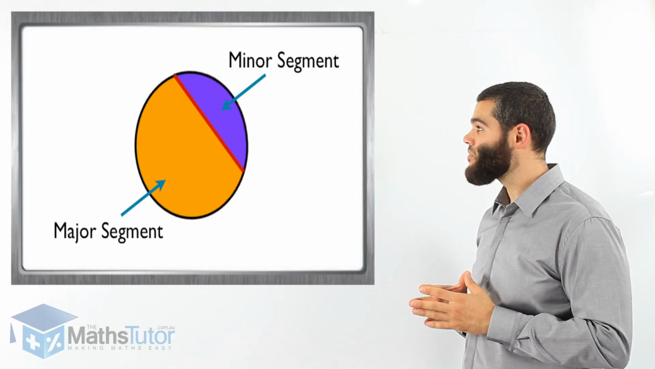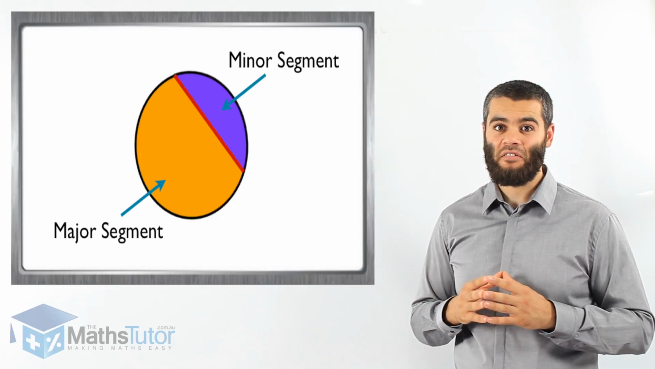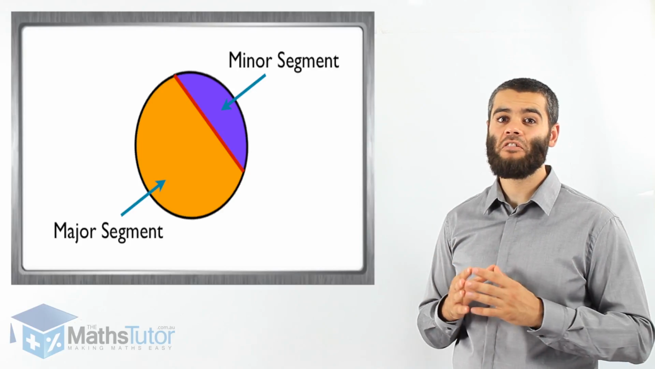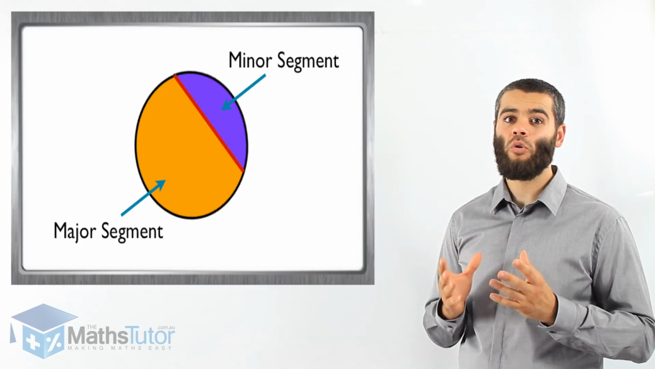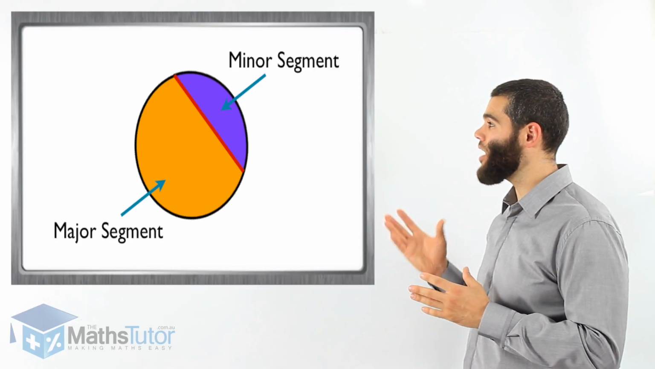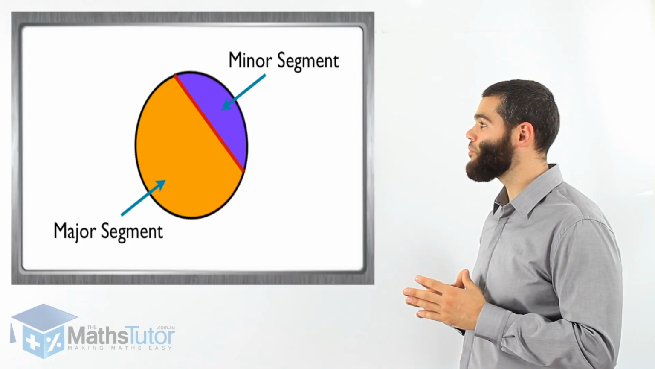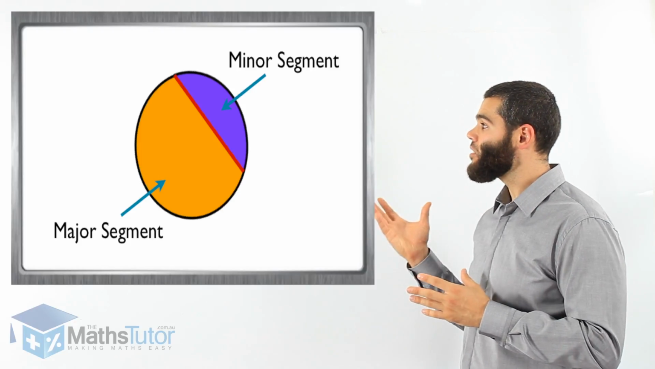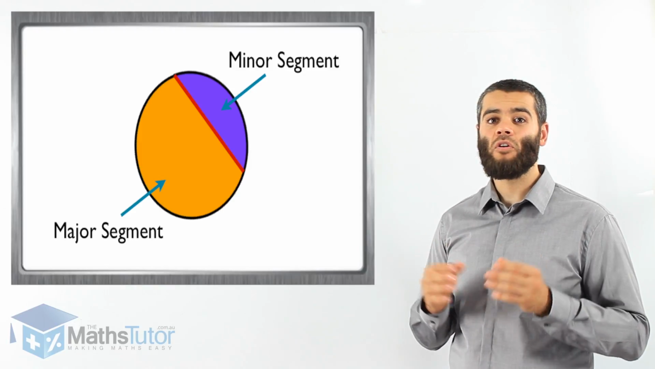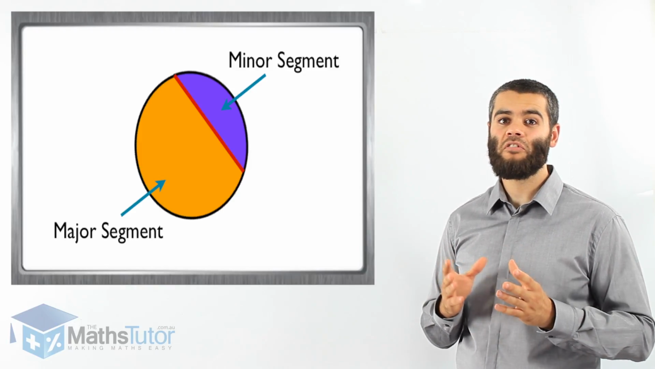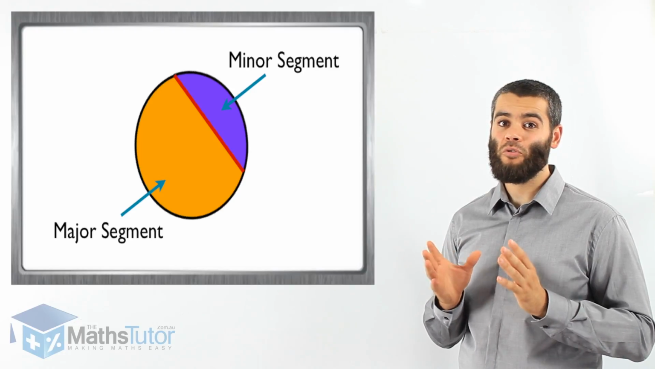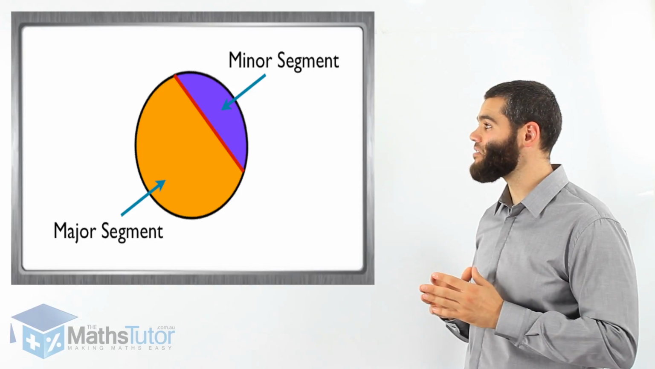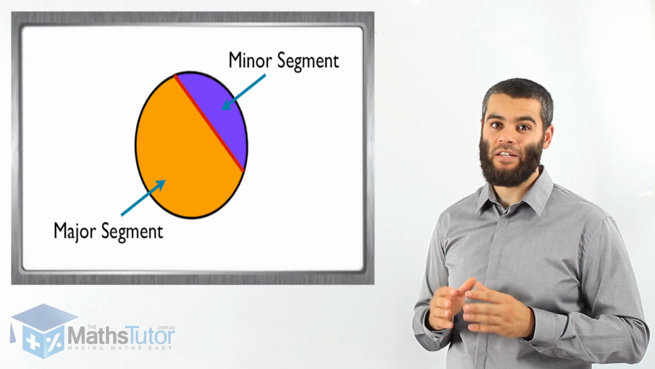Then we have what we call the segments. When a chord goes through a circle, it divides the circle into two sections we call segments. It divides it into a minor segment, here shaded in purple, and the major segment, here shaded in orange. So the red line is the chord. It goes from one end of the circle to the other, and it doesn't go through the center. However, it splits the circle into two segments, a minor segment and a major segment.